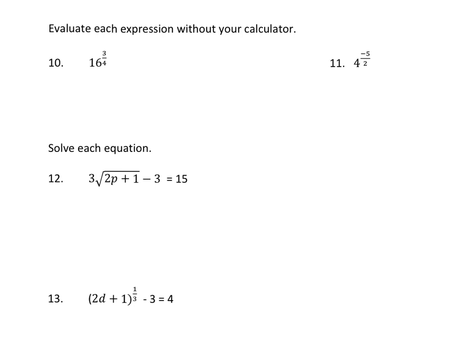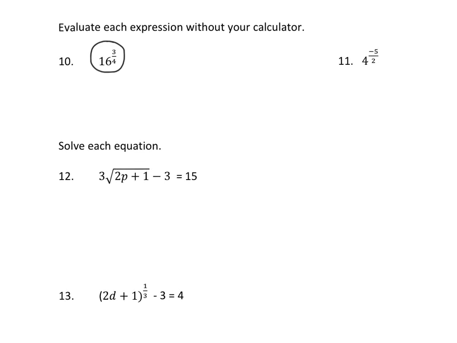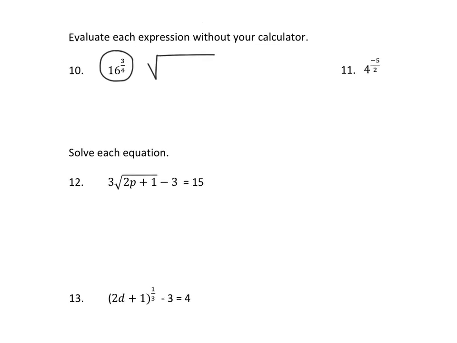So there are certain radical or rational exponents that you should be able to do mentally. For example, looking at 16 to the 3/4 power, this is defined as the fourth root of 16 to the 3rd power. Doing the root first, the fourth root of 16 is 2, so it's 2 to the 3rd, which is 8.